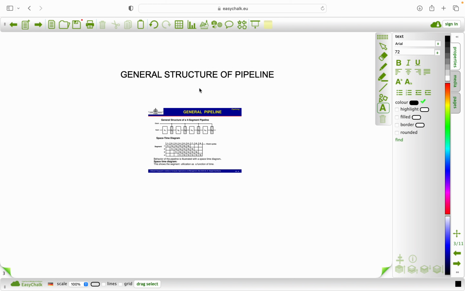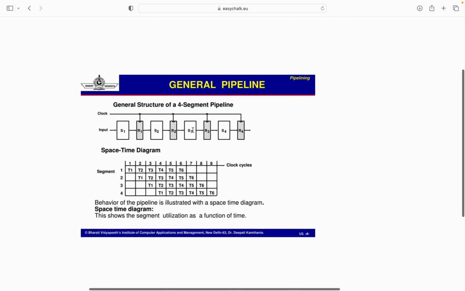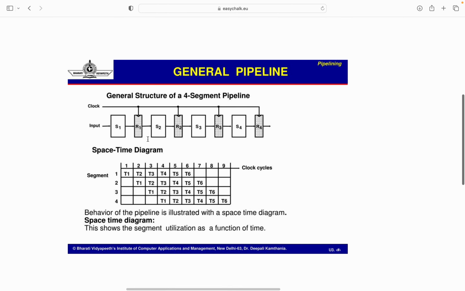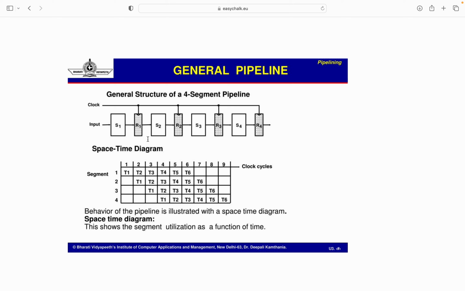But before that, let's look at the general structure of the pipeline. The general structure of the pipeline consists of a clock and an input, and the R1, R2 that you're looking at there are the registers, and they are used to store the results in each step so that we can keep track of our own. And the time space diagram.